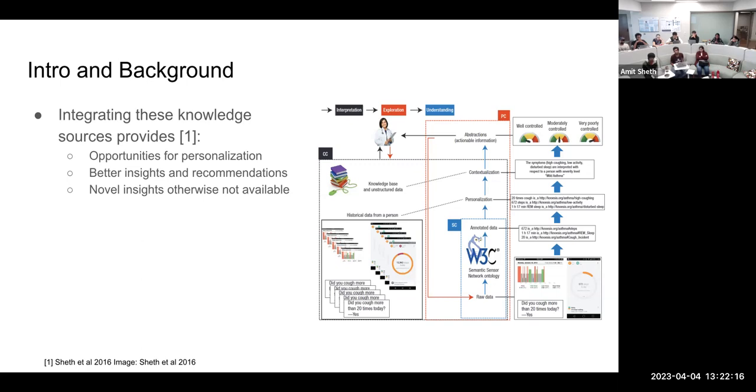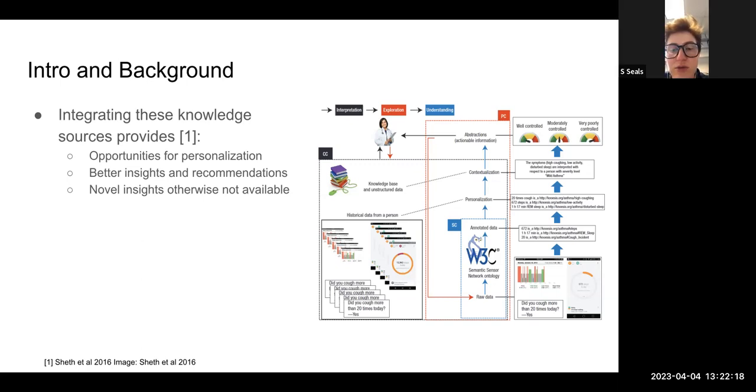So moving on, integrating the perspectives from perception, cognition, and semantics provides the opportunity to create computing systems that can provide personalized recommendations, provide better insights and recommendations than would be available otherwise, and contribute to novel insights that would otherwise not be available.